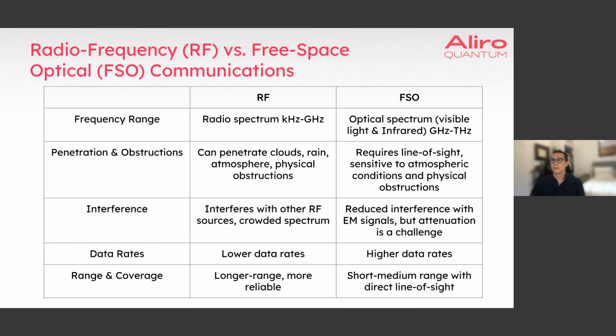Okay, so the vast majority of satellite communication systems leverage the radio frequency band. They are more reliable. They're better for longer distances. They can penetrate through atmospheric conditions, clouds, rain, etc. If I have a Wi-Fi router in the other room behind me, I can still get Wi-Fi because it can pass through walls.